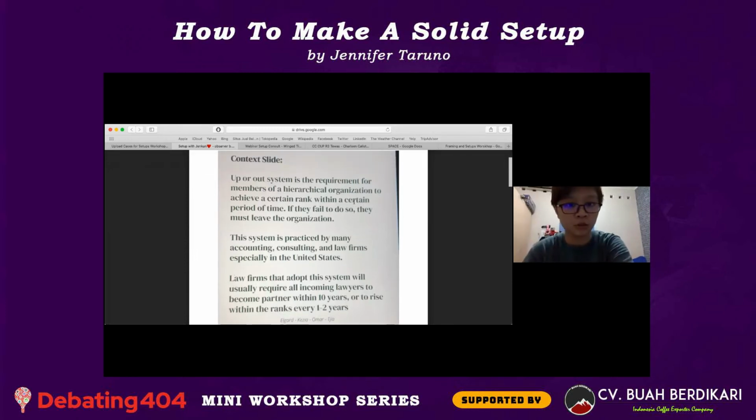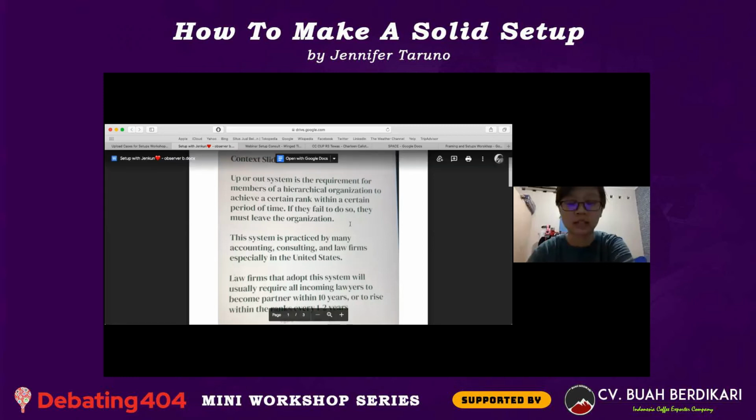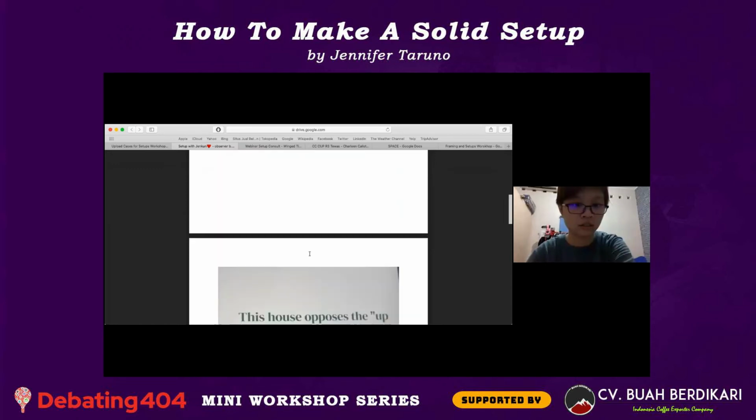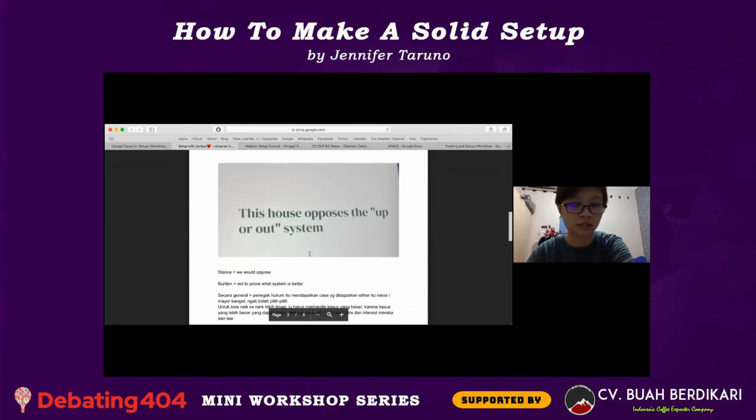So this is a motion with a context slide. It's about the up or out system. So basically, you have to go up in the ranks of a company in a period of time. If you fail to do so, you will get kicked out of the organization, basically, right? That's the summary of the context slide. It's practiced by many accounting, consulting, and law firms, especially in the United States. And the motion is this house opposes the up or out system.